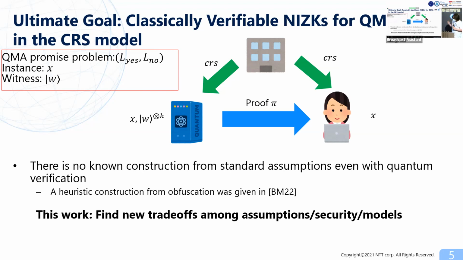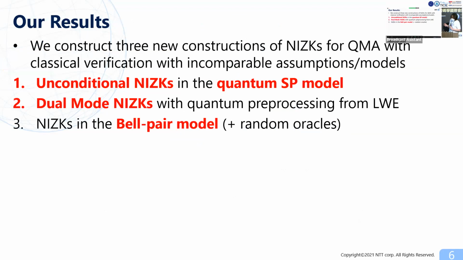So in this work, as steps toward this goal, we find new trade-offs among assumptions, security, and models for classically verifiable NIZK for QMA. Especially, we give three new constructions of classically verifiable NIZK for QMA with incomparable features. And from now, I will explain them one by one.